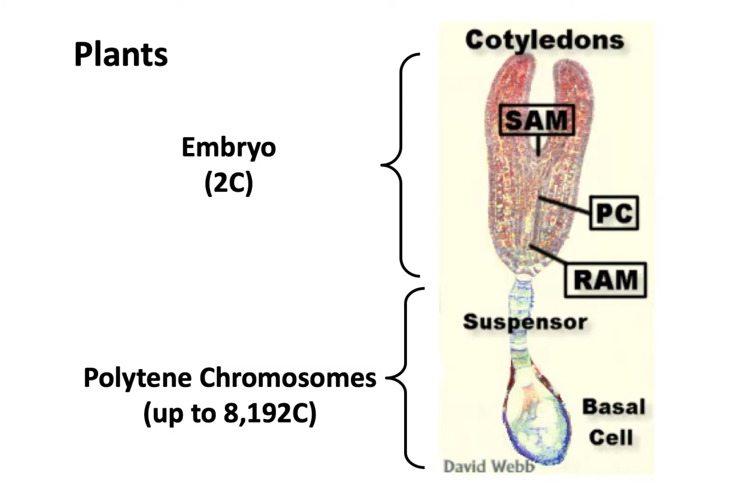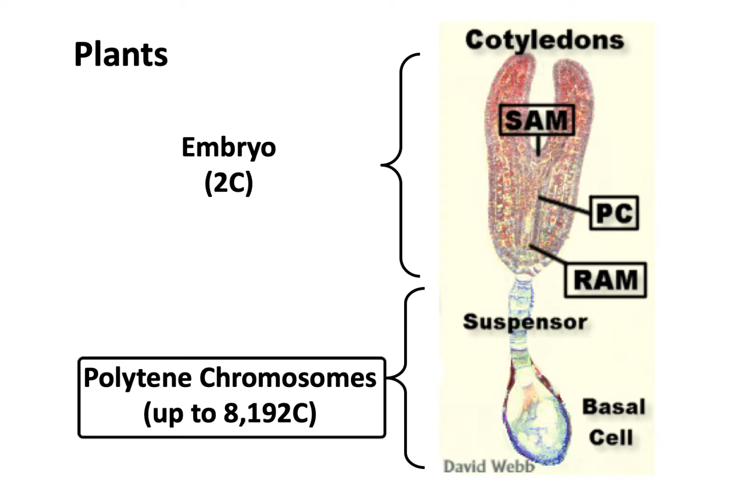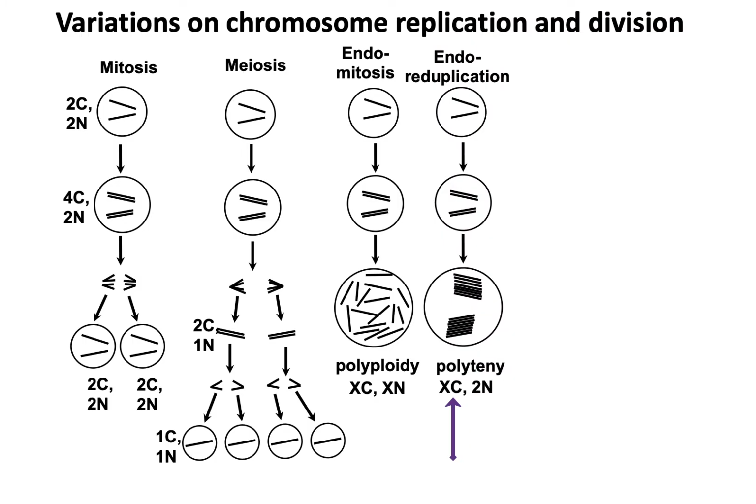Polytene chromosomes also are found in plants, and it's primarily during embryogenesis. So you have this basal cell, here's the embryo up here, and then a region that's called the suspensor, sort of like a placenta, where the embryo is then attached to the ovary of the plant, of the flower. And here in this plant, the polytene chromosomes are up to an 8,192 C level in some of the plants. So in polytene, you have a high value for the C level. So there's a lot of DNA in those nuclei, but they're only at a 2N level because the chromatids have not come apart. So that process is called endoreduplication.